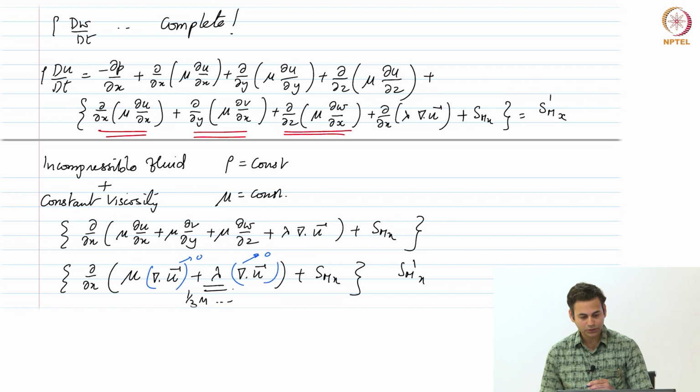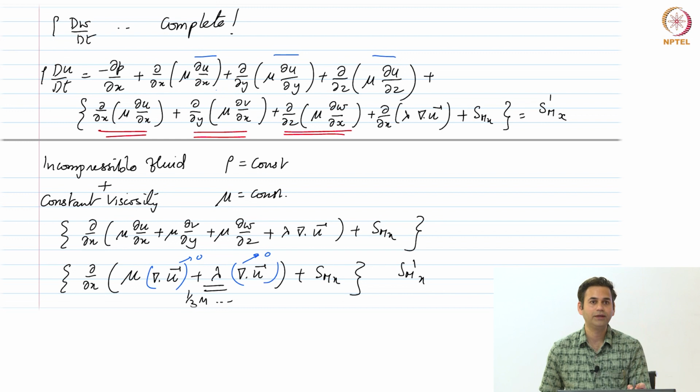Okay, so can we now rewrite this in a more compact way? If you take a look at these three terms, can we gain some insight here? All these three terms are operating on only one component of velocity, that is u, right? They're all operating on u, and then there are two derivative operators, right? One is operating inside, one is operating outside. Of course, we are looking at a constant viscosity fluid, so this mu can be taken out or it can be left inside.